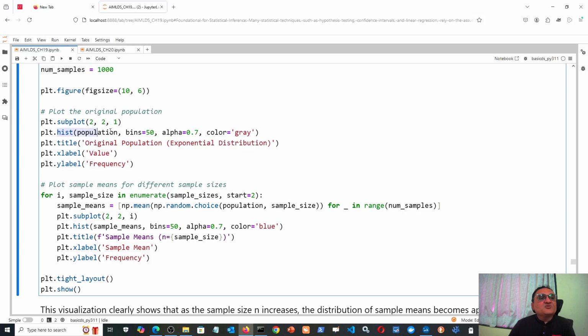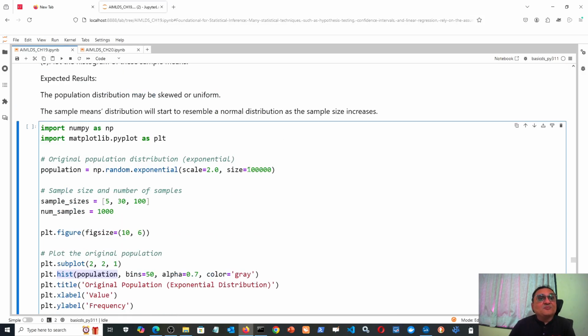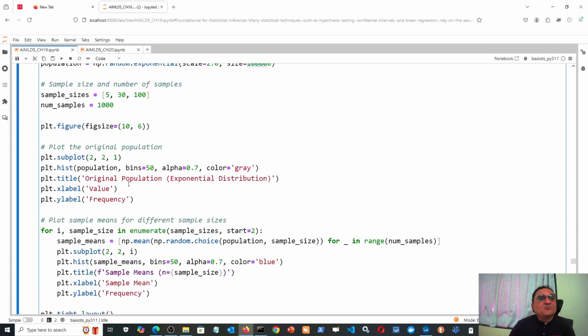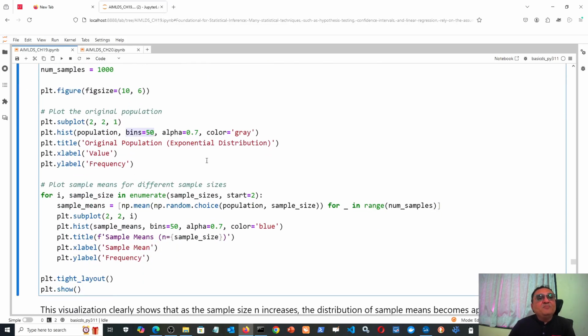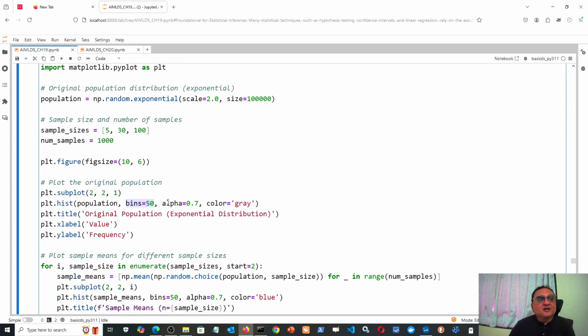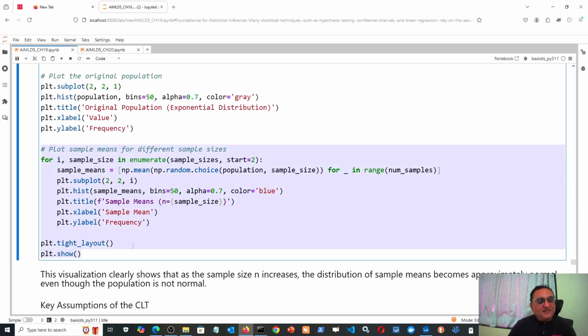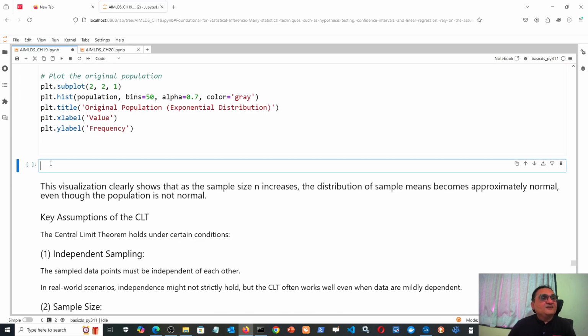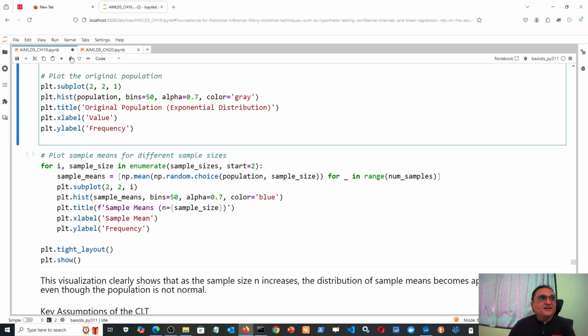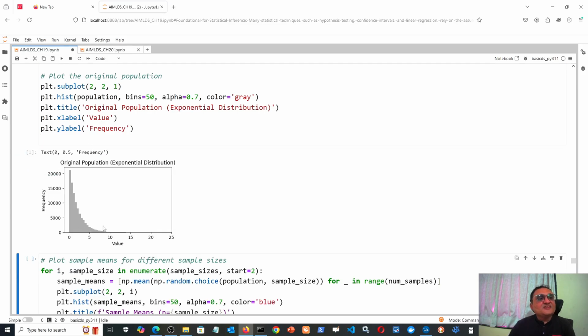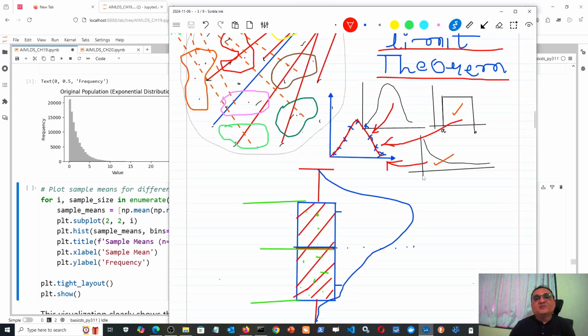First we draw a histogram of the population, the entire population of 1 lakh or 0.1 million data points, in 50 bins. So we divide it into 50 groups or partitions. Alpha is just a transparency setting, and color equals, and we give the title original population. I will run this much first in one cell and plot it. So you can see this is my original population. Deliberately I have taken an original population which is not normal like this, but exponential like this, right?